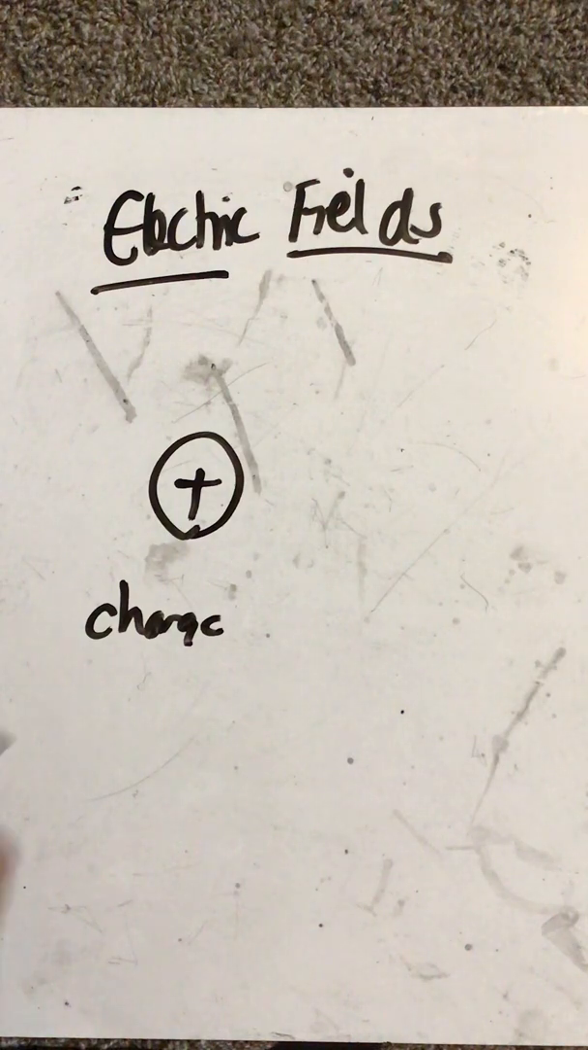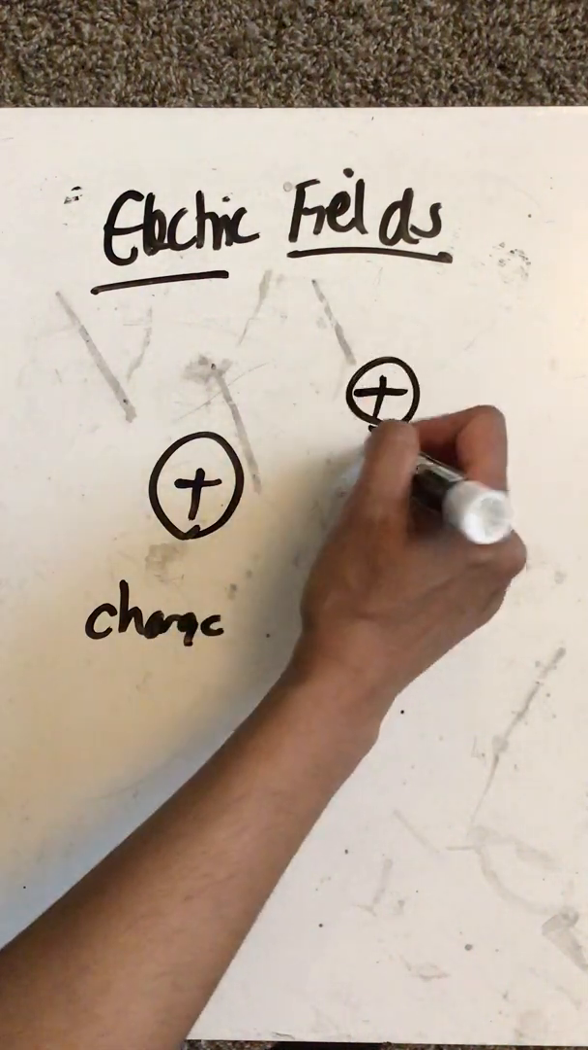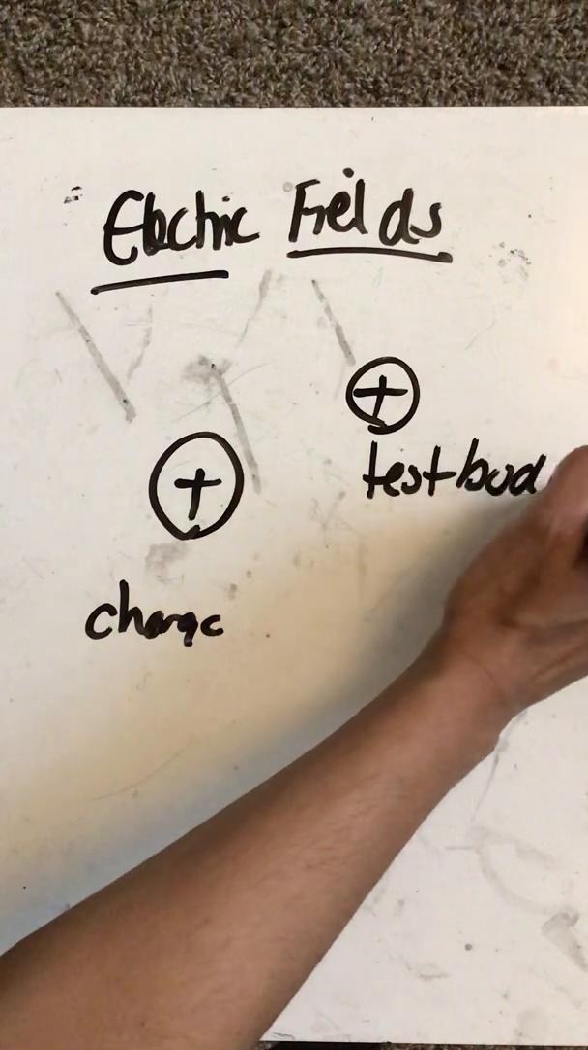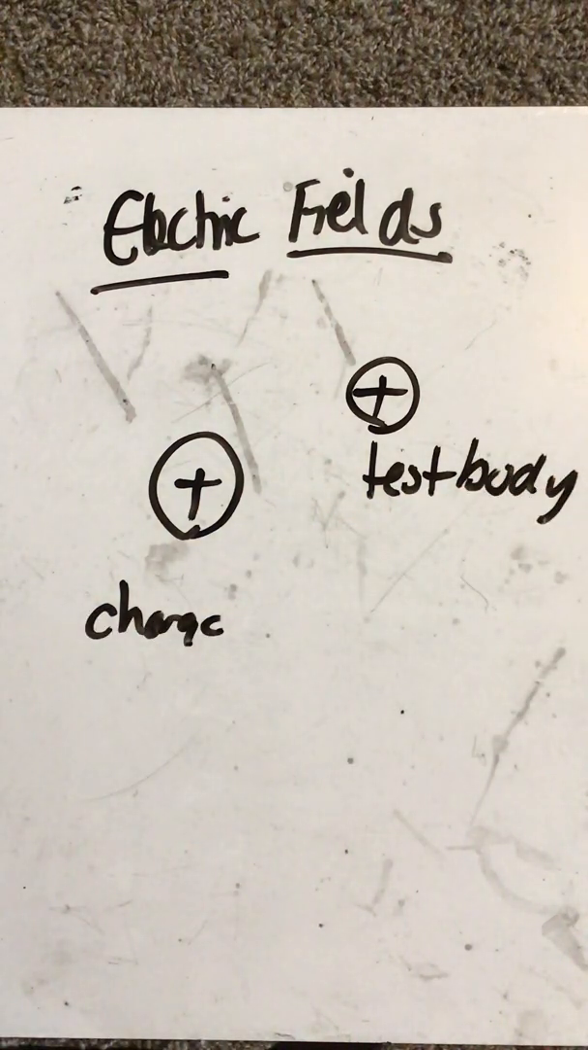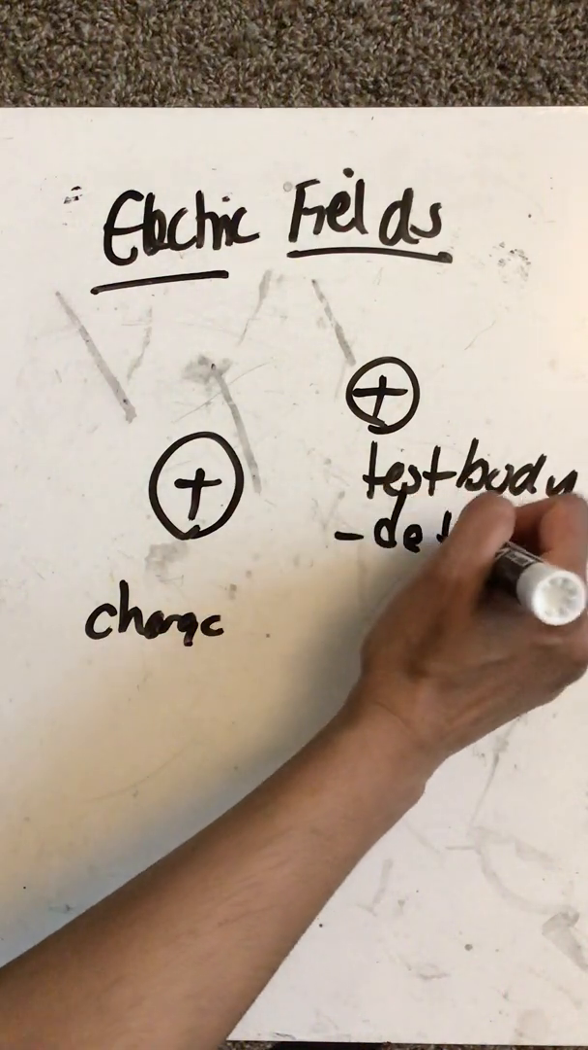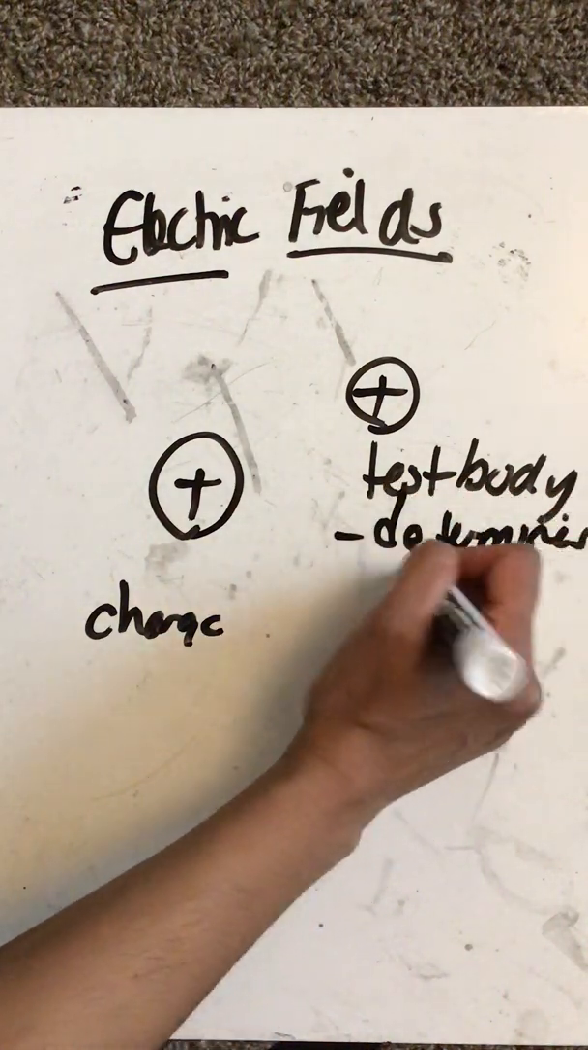Okay, so here's your charge, and this is what we call a test body. A test body is what we use to determine the direction of the field. So this determines direction of field.